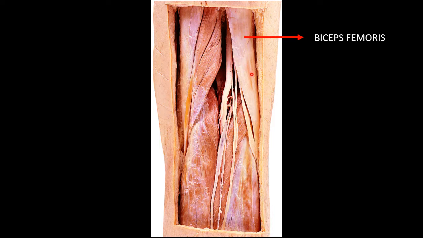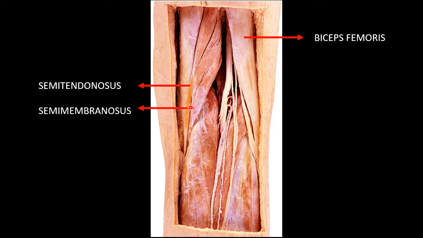The superolateral boundary is formed by the biceps femoris, and the superomedial boundary is formed by semitendinosus and semimembranosus, which is present just below the semitendinosus muscle, or deep to the semitendinosus muscle. So this is semitendinosus, and here you can see the semimembranosus muscle.